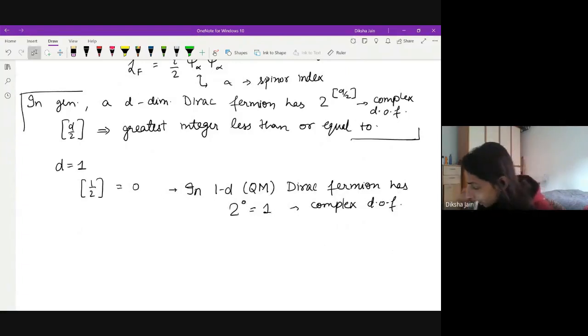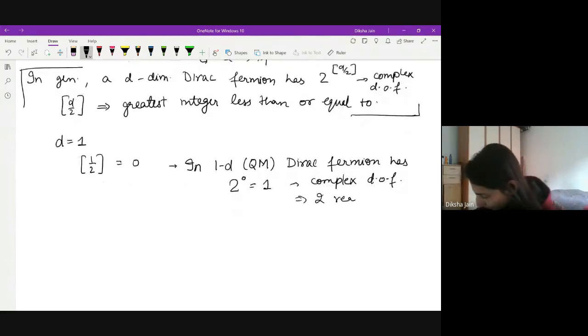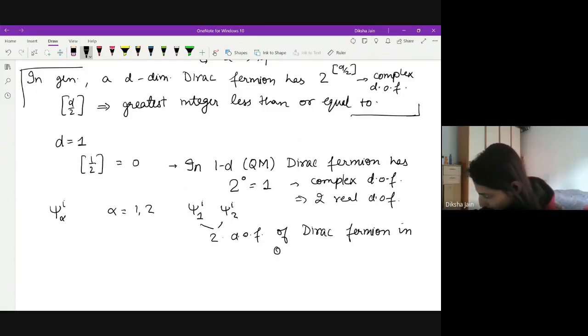What else I wanted to say here? Yeah, if you don't know this, check for 4D. In 4D, you know, a Dirac fermion has 4 components, and if you check this, you will get that there are 4 complex degrees of freedom. So there is one complex degree of freedom here. This implies 2 real degrees of freedom. So when I was writing psi I alpha, my alpha is 1, 2, where psi I1 and psi I2 are the 2 real degrees of freedom of my Dirac fermion in 0 plus 1d, that is, in quantum mechanics.